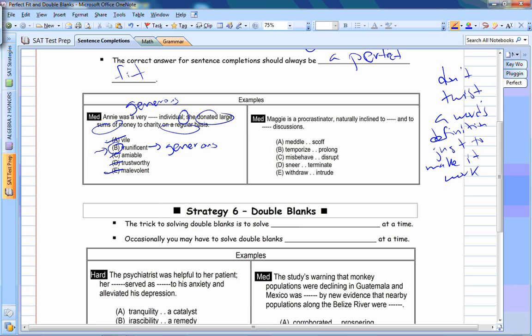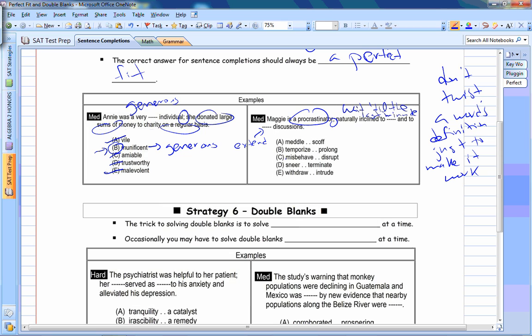Let's look at the other one here. Maggie is a procrastinator, naturally inclined to blank in the blank discussions. So probably she's naturally inclined to wait to the last minute, because she's a procrastinator. You see that as a key word, and a comma there is cause and effect. So wait till the last minute, because that's what a procrastinator does, right? And the blank discussions, made to extend discussions.